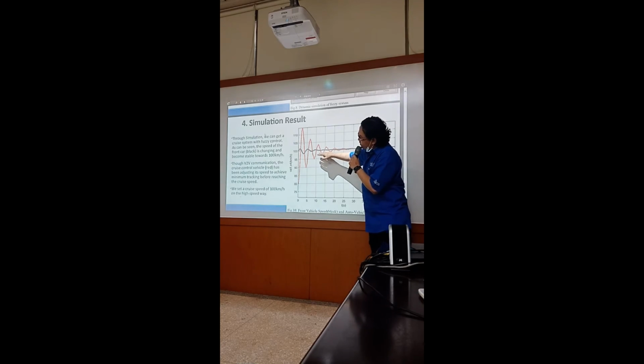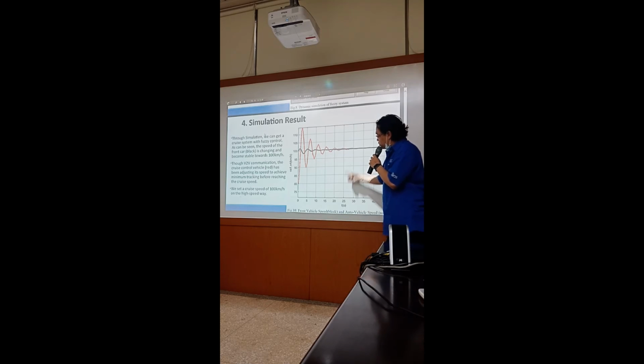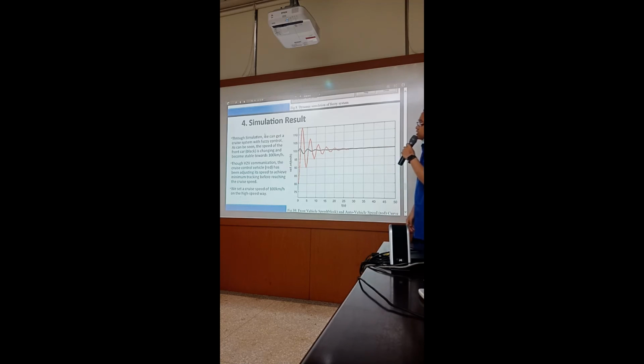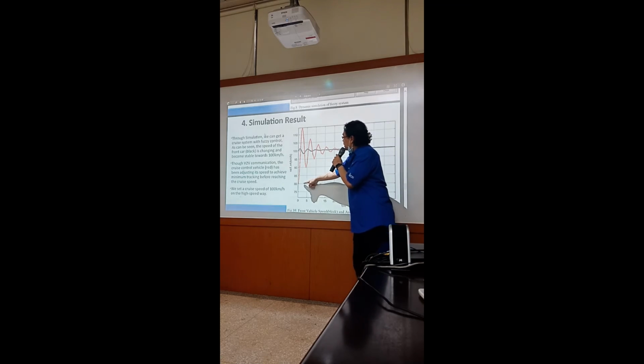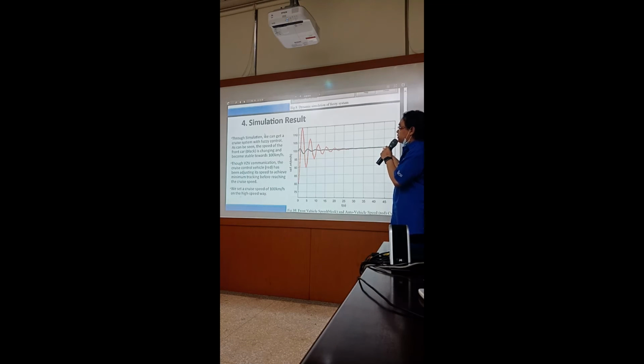For example, at the speed of 100 km per hour, how long can the automatic vehicle adapt to the other vehicle? For this graphic, as you can see, the red line is the output from the automatic vehicle, and the black line is from the manual or human driving vehicles.